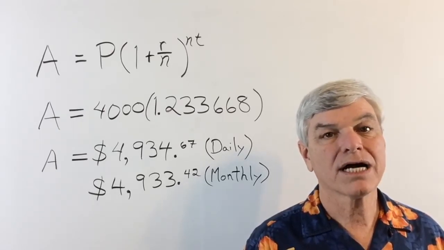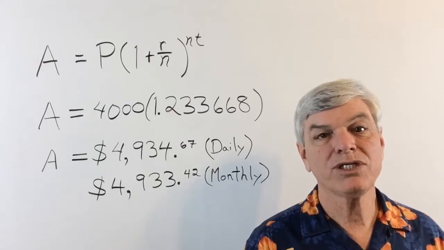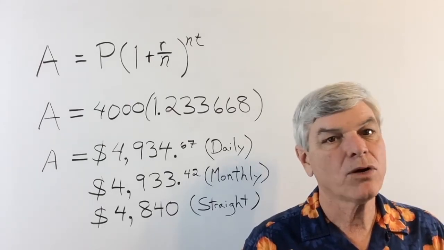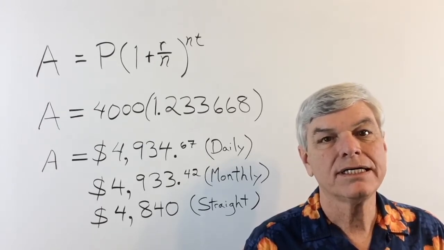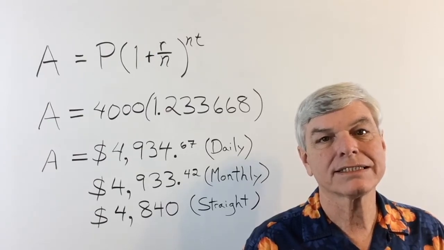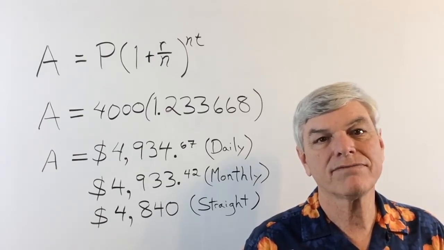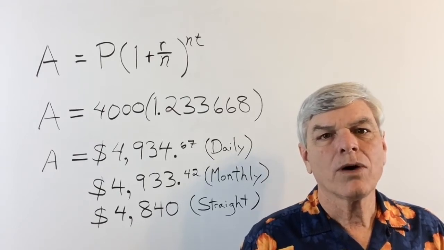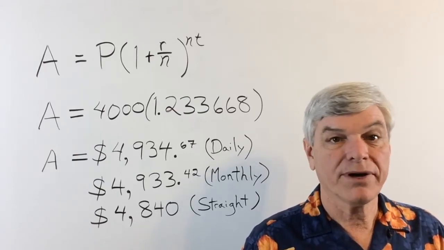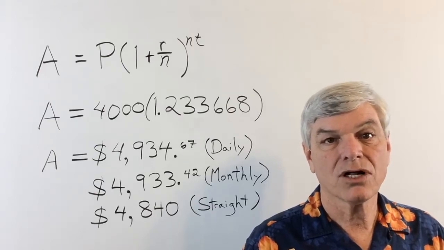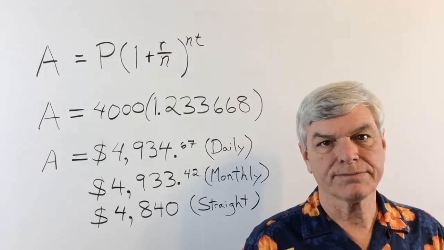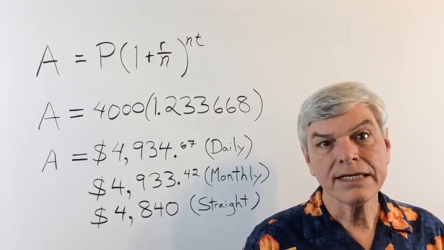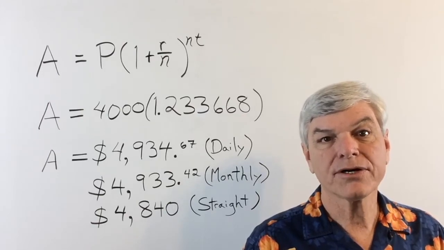Now it is important that it's compounded, because look what happens when you don't compound it. If you don't compound it, we're only going to receive $4,840. Well, that is a big deal. That's almost $100 difference. And I call that straight interest. That, by the way, is what the banks call it, and that's what investors call it, straight interest. That means not compounded at all, just straight interest. So you can see it's very important that your interest is compounded.